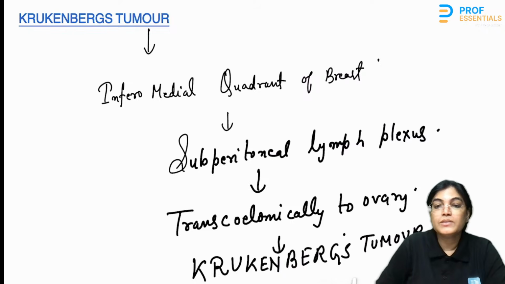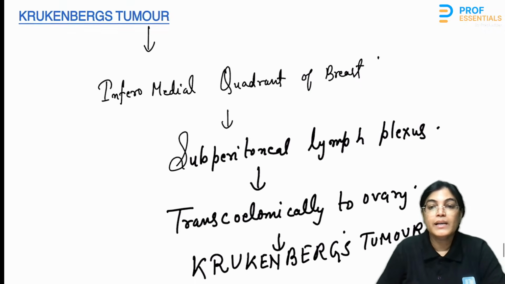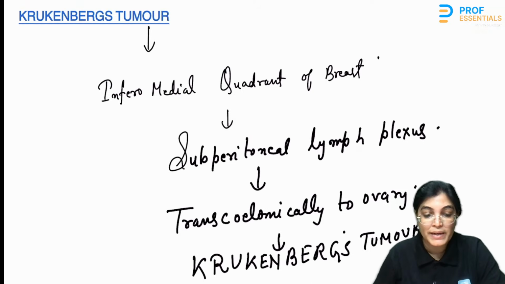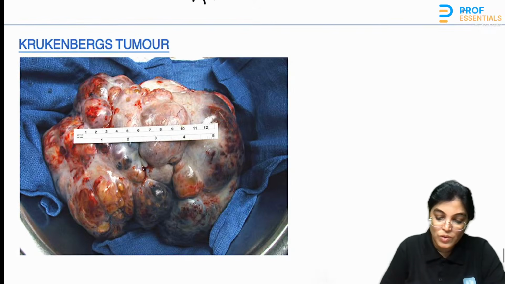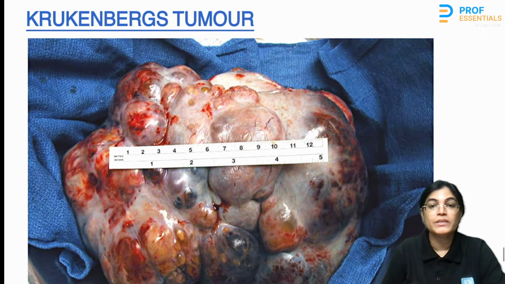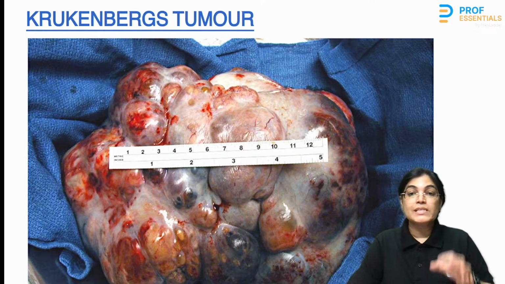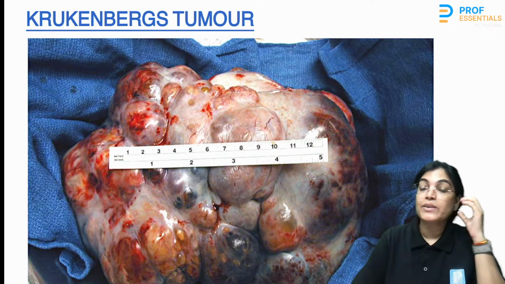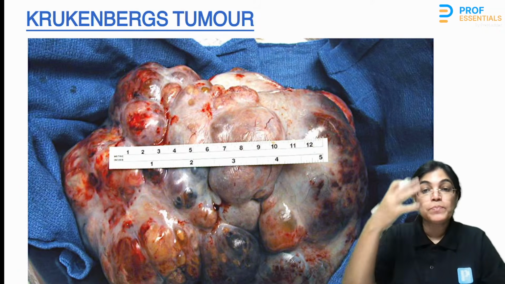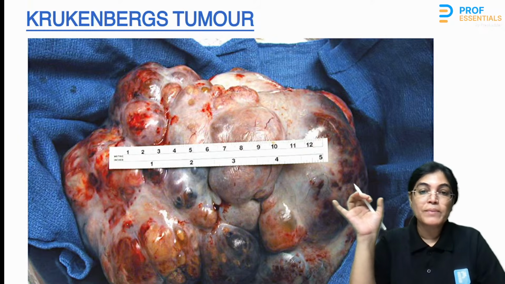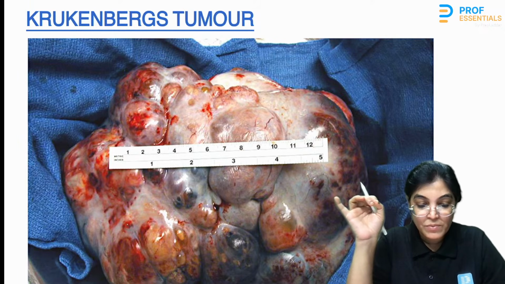So this we have also discussed in the lymphatic session when I made the diagram, I have shown you how the spread happens. Now here I just want you to show this image where you can appreciate the Krukenberg tumor. So Krukenberg tumor is the secondary deposit which is seen in ovaries. Okay, it's a secondary deposit which is seen in ovaries. You can see here, this is a big Krukenberg tumor. So spread happens from carcinoma of breast.